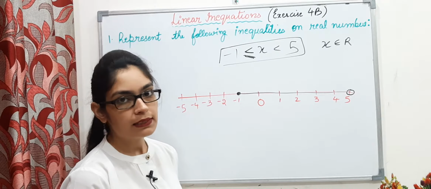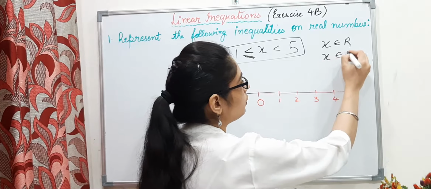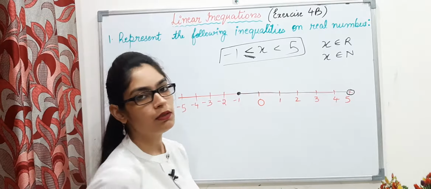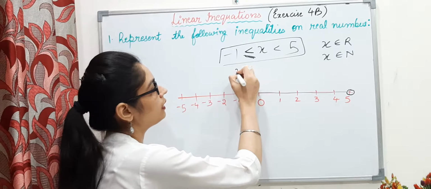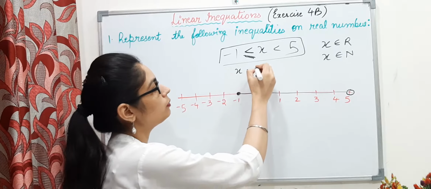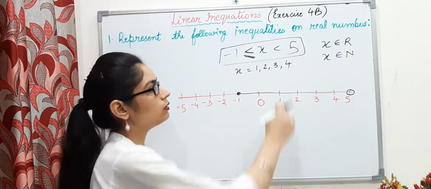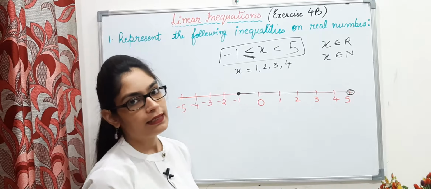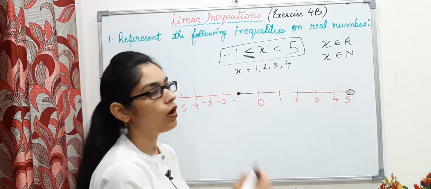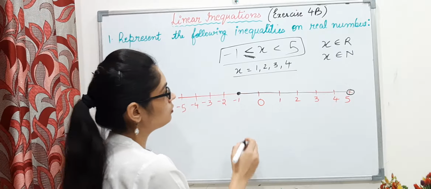Now, if I have to draw the same thing for natural numbers, what will be the values of x? If x is between minus 1 and 5, then the values will be 1, 2, 3, 4, because with 5 only the less than sign is there. That means the values of x are less than 5. Less than 5, all the natural numbers are 1, 2, 3, 4. So, these are the values of x.